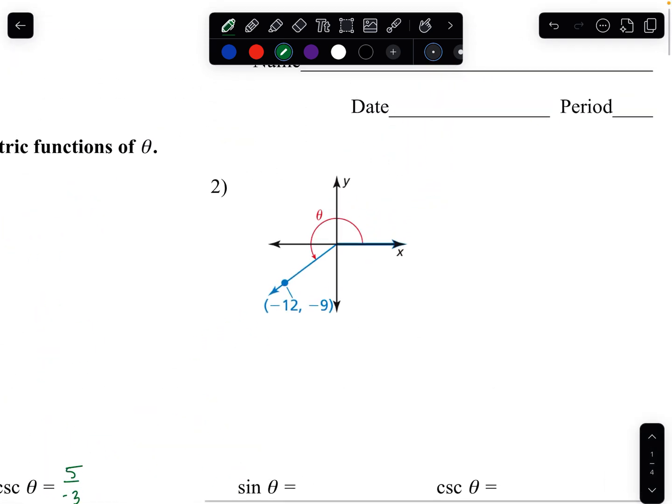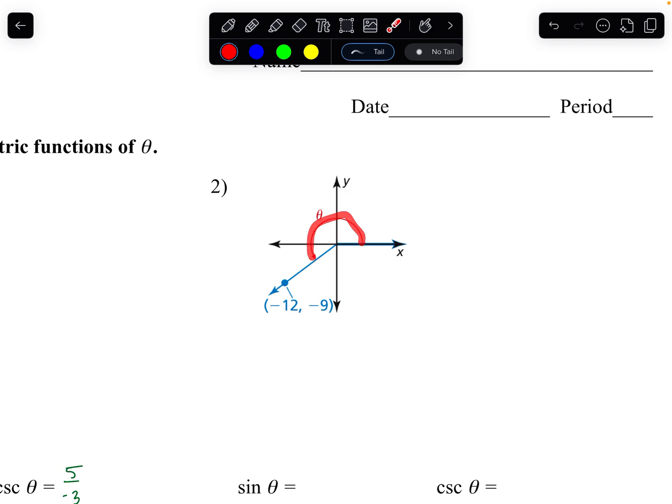Likewise here, we have theta given, the terminal side, and the point. From that point I'm going to draw a perpendicular line to the x-axis, and use the values of this coordinate point to indicate the values of the sides. So this side is -12, and the other side is -9. They're both negative because this terminal side is in quadrant 3, making both x and y negative.